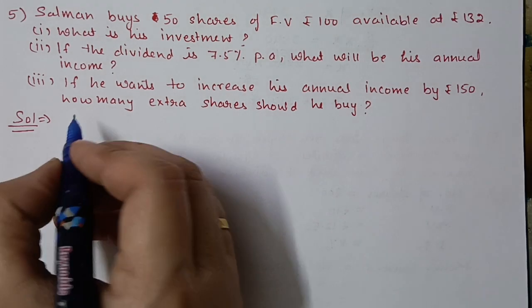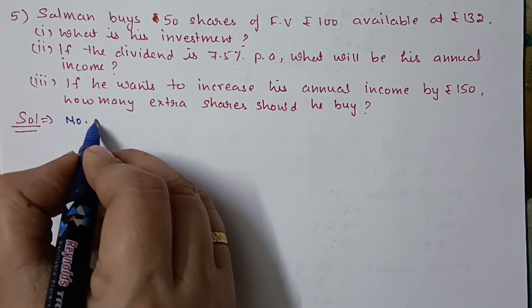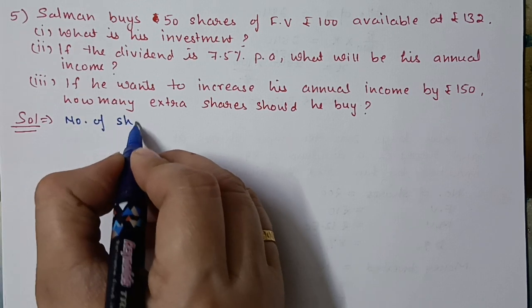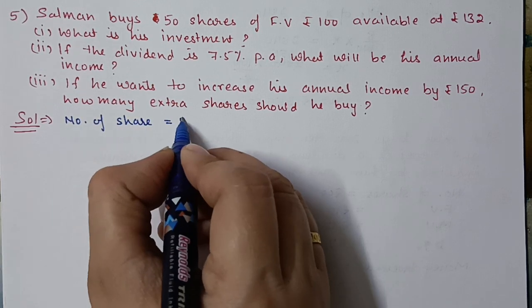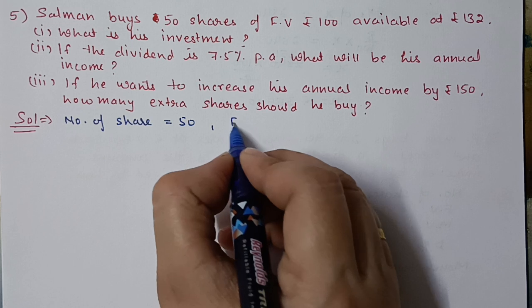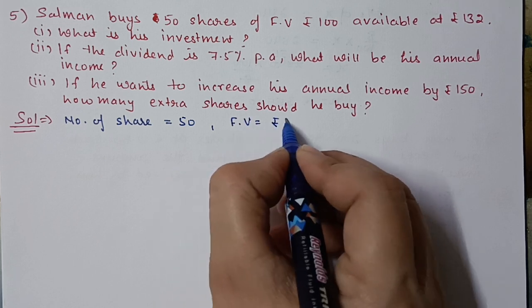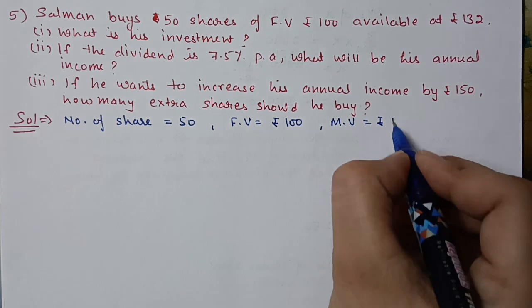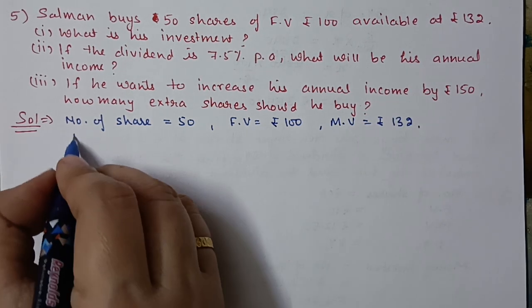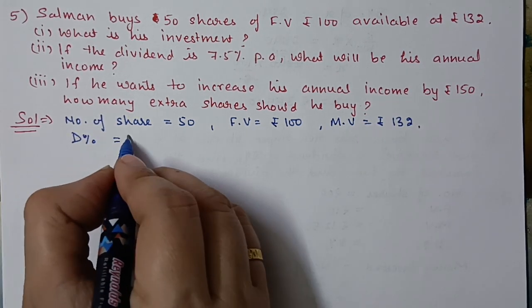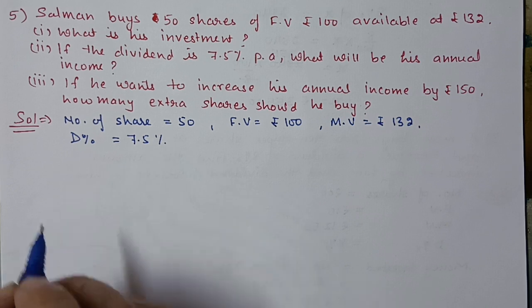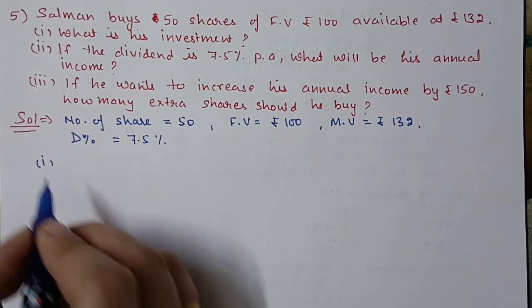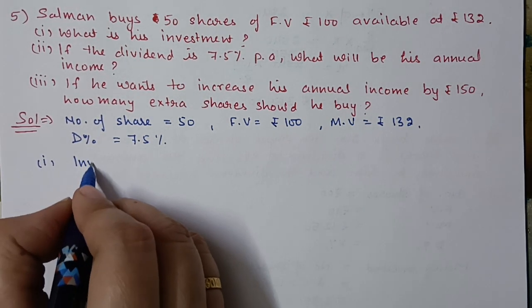So first here it is given number of shares is 50. Then face value is given 100 rupees. Market value is given 132 rupees. And dividend percentage is given 7.5%. For first part we have to calculate investment.